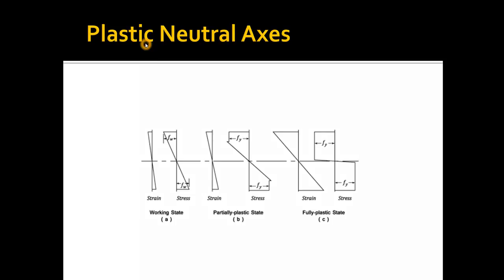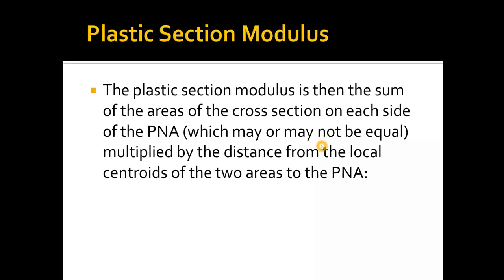For the plastic neutral axis, we're looking for the location where the forces above and below balance, where we're assuming a fully plastic state, simplified as a rectangular area above and below that's fully yielded. So the plastic section modulus is the sum of the areas of the cross section on each side of the plastic neutral axis, and they may not have to be equal, multiplied by the distance from the local centroids of the two areas to the plastic neutral axis.